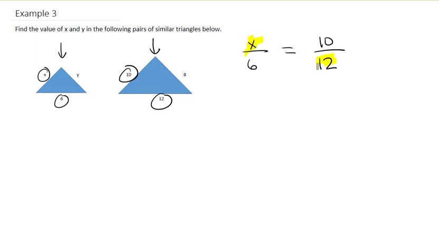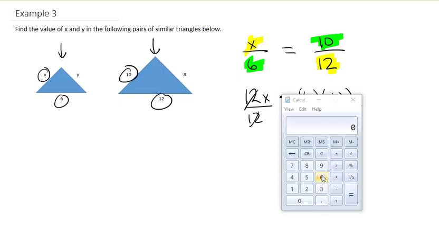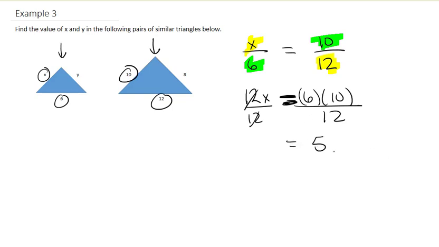So we multiply the numerator of one to the denominator of the other, and also we'll do it with the other two numbers. So now we're left with x times 12, so that's 12x, which is equal to 6 times 10. Then to get x by itself, you just go ahead and divide by 12 on both sides. So now we're left with 6 times 10, which is 60, divided by 12, which is 5. So x is equal to 5.